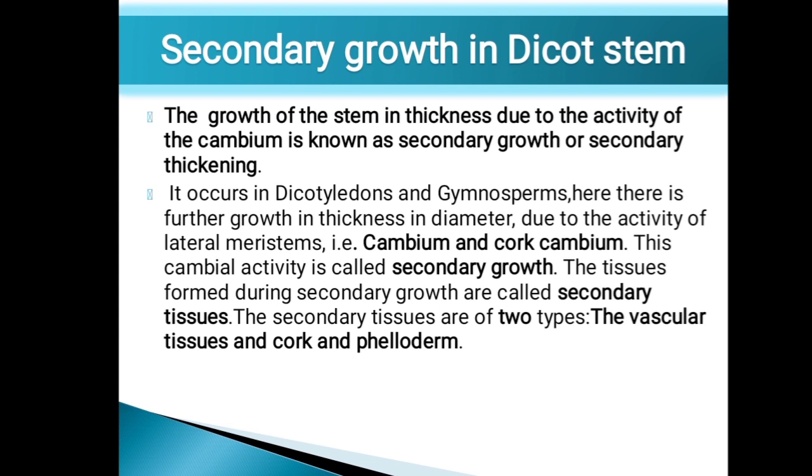Here there is a further growth in thickness, in diameter, due to the activity of lateral meristems, that is nothing but cambium and cork cambium, or you can say the vascular cambium and cork cambium. This cambial activity is called secondary growth. So the tissues formed during secondary growth are called secondary tissues. The secondary tissues are of two types, the vascular tissues and the cork and the phelloderm.